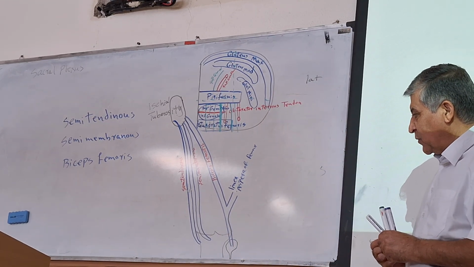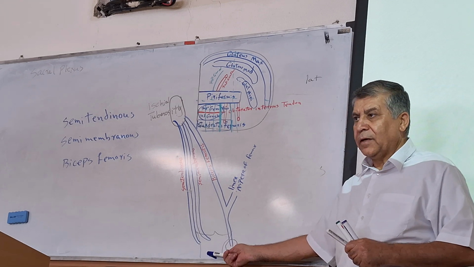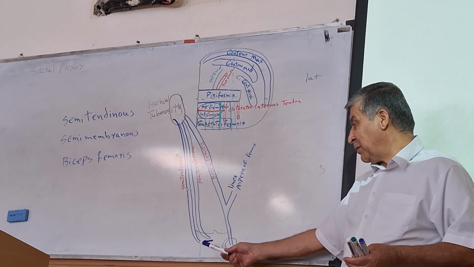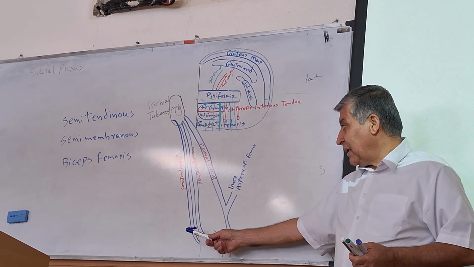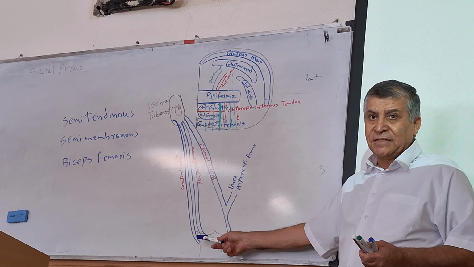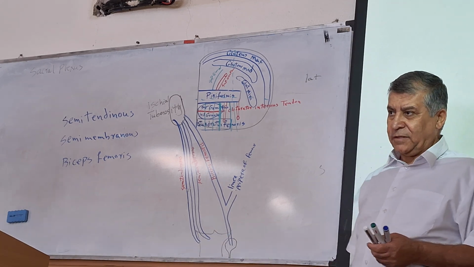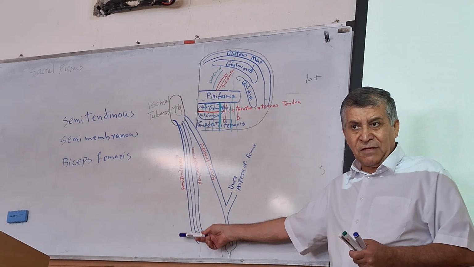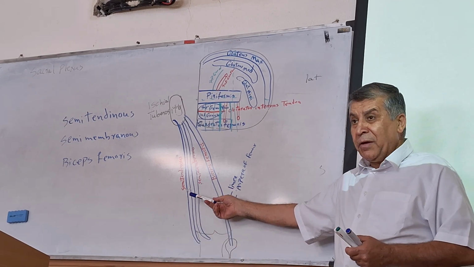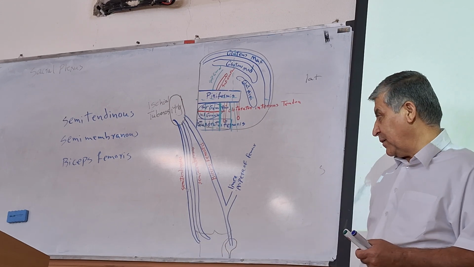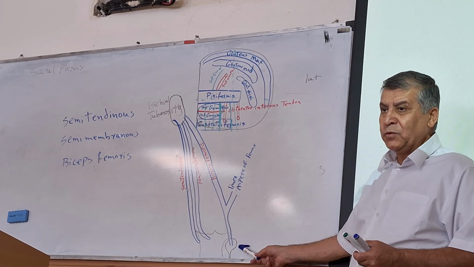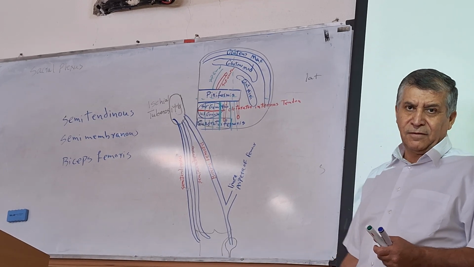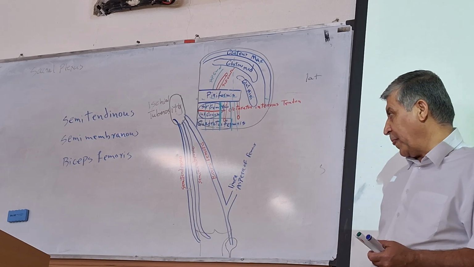Semimembranosus and semitendinosus insert to the tibia. Semitendinosus inserts on the medial surface of the tibia, semimembranosus on the posterior surface of the tibia. And biceps inserts to the fibula. Which part of the fibula? The head of the fibula.